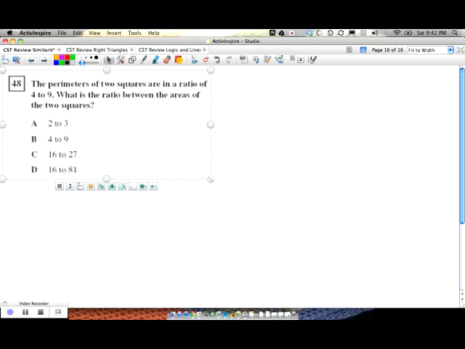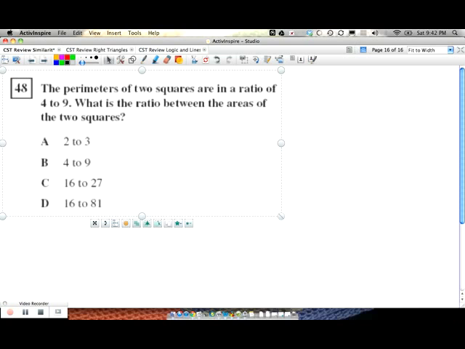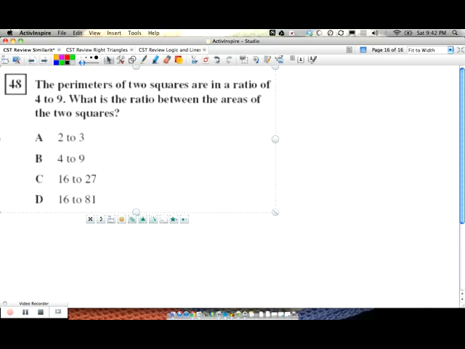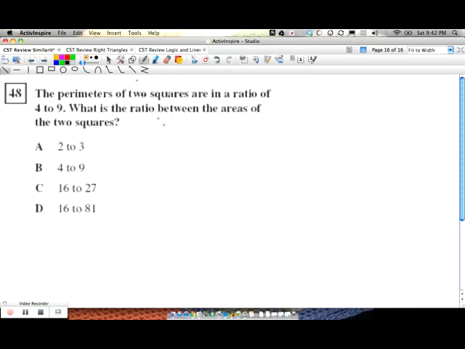Last question of the section. The perimeters of 2 squares are in the ratio of 4 to 9. Oh, this is interesting because we have no numbers. We just have ratios. What's the ratio between the areas? Well, okay. We know the perimeter of 1 square. So let's figure out what this square would be. We got 1 square, and then we got another square.